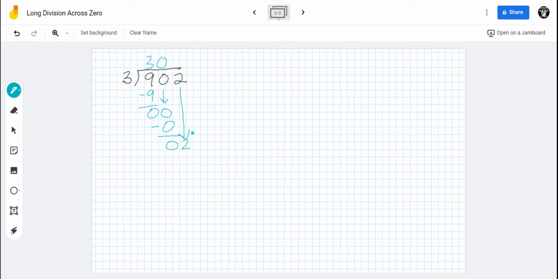But look at this. The 3 fits into 2 0 times as well. So sometimes you need to carry across a couple of zeros. Okay, so 0 times 3 is 0 once again, and we have a 2 left over. There's no more numbers to bring down, so now we can do our remainder of 2. Now, if you didn't put your zeros to hold the place value, you would get 3 with a remainder of 2, which does not make sense.